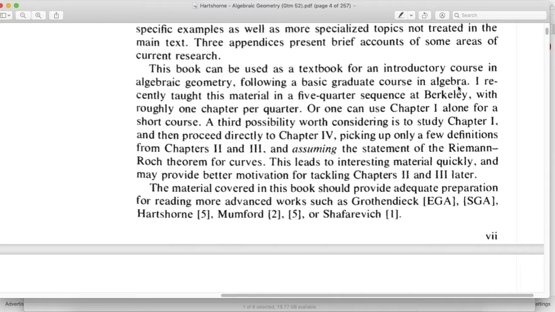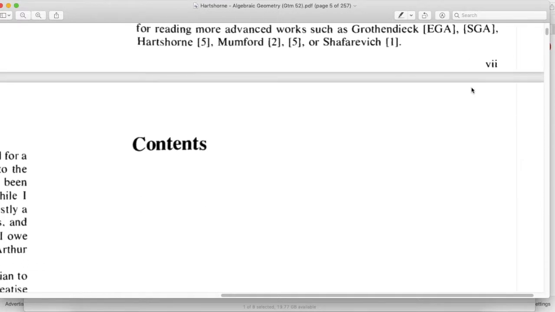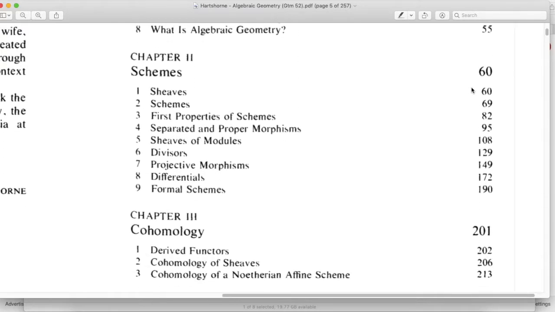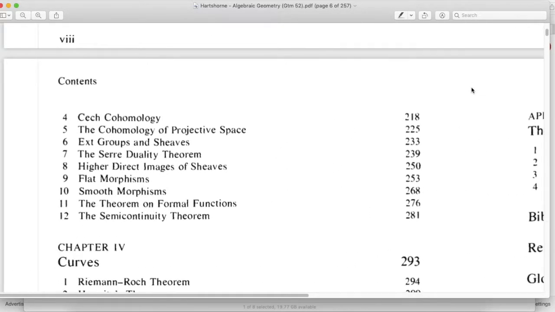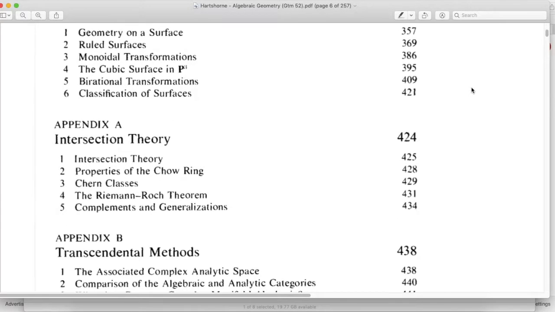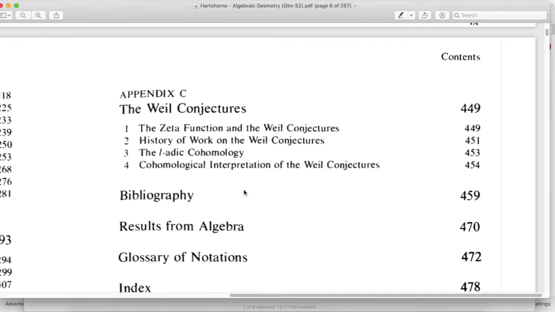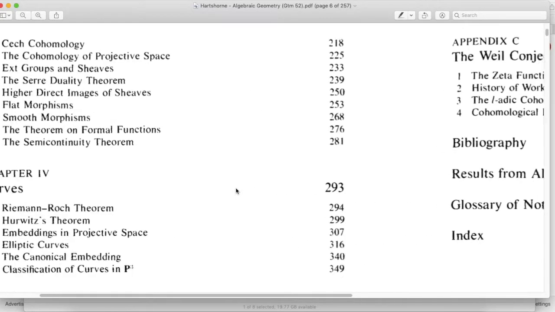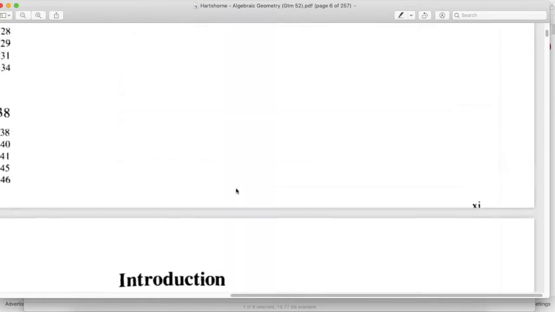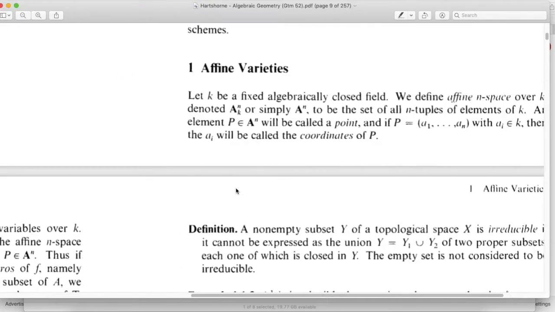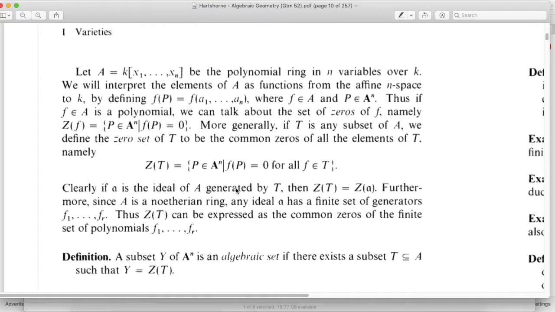The basic graduate course, following a basic graduate course in algebra. Okay, this one is more advanced already because it requires graduate algebra in order to even get into it. So here's the schemes, cohomology, curves, surfaces, then appendixes, and then the Weil conjectures. So this one seems tougher. Okay, I think this one's a little tougher.